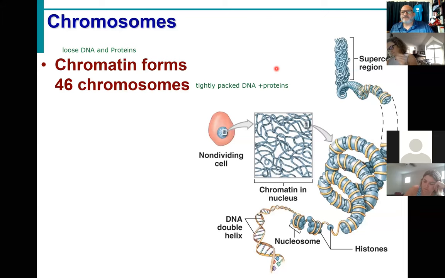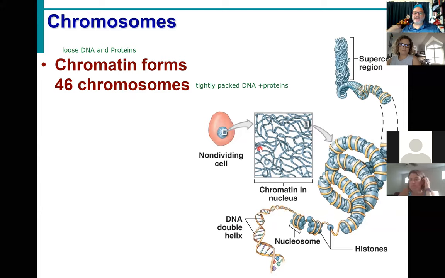I appreciate that. Excellent. So, again, there is no difference between chromatin and chromosomes other than their shape. Here we see that loose bowl of spaghetti. That is the chromatin. As we look at it up close, we see it is DNA wrapped around proteins, like those histones and other types of proteins that are involved in this. And we see our double helix of the DNA that we talked about last time.